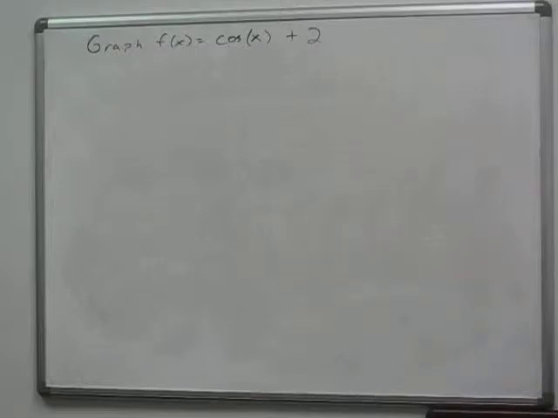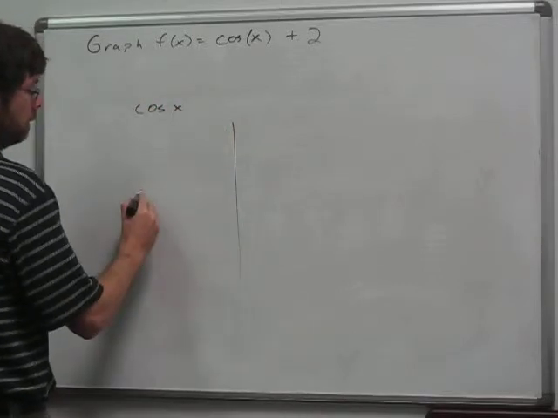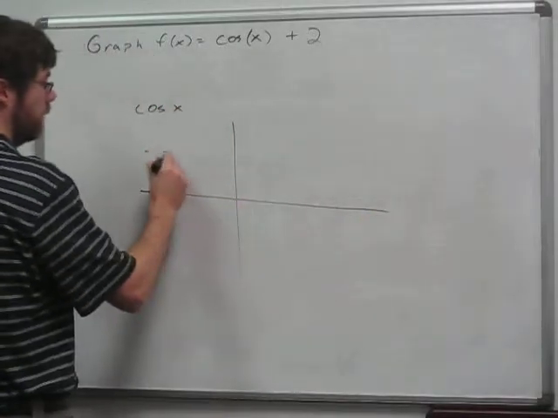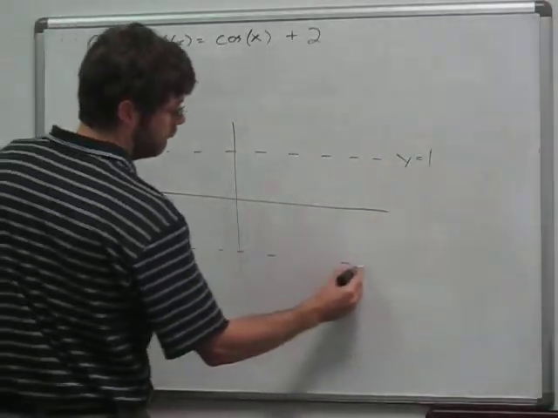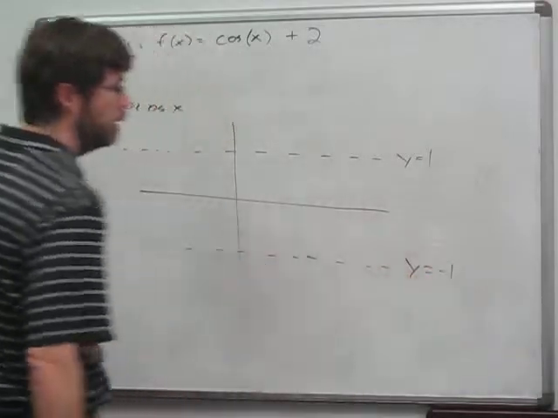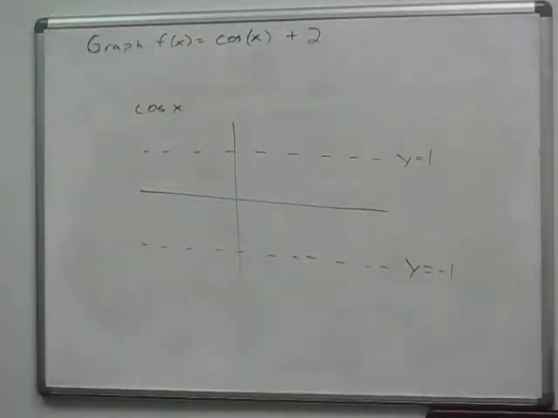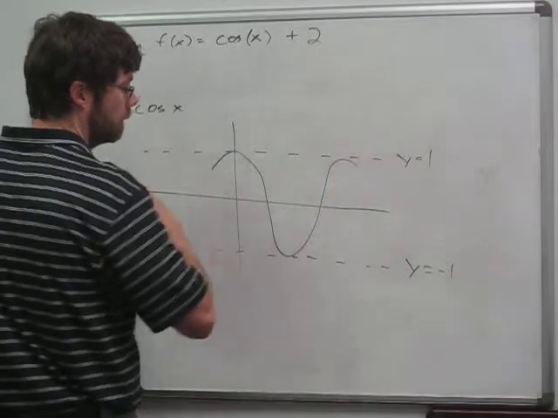In this video, let's talk about the idea of the midline of the graph of a cosine function. For regular old cosine of x, recall we have an amplitude of 1, so our maxes fell on the line y equal to 1, and the mins fell on the line y equal to -1, and our cosine curve looks something like that.